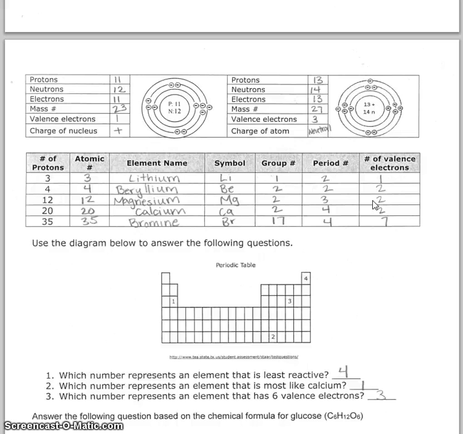Bromine has 35 protons, so its atomic number is 35. It has a symbol of capital B, lowercase r. Its group number is 17. It's in period 4. And the number of valence electrons is 7.